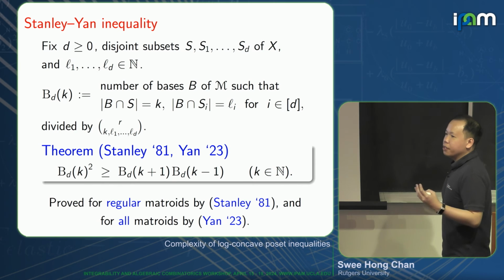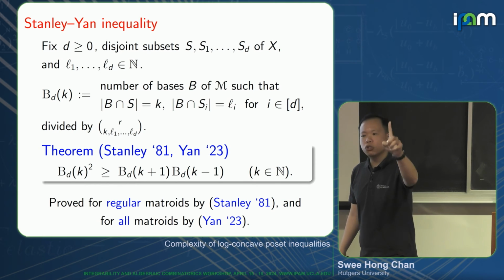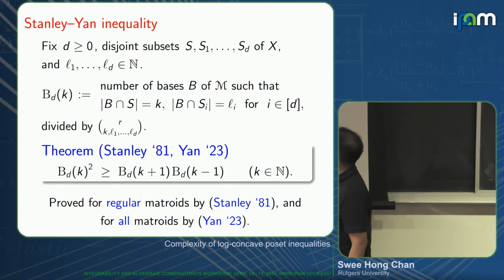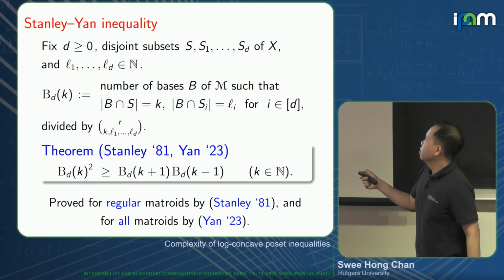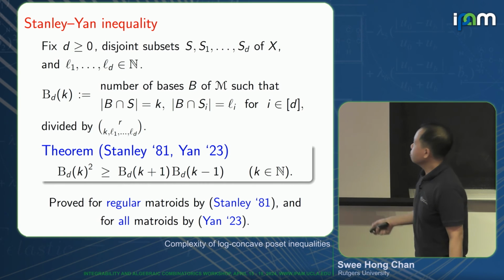Now, the log-concavity for matroids, there are many, many results on this. But today, I will only focus on one of them for a good reason. First, you need to fix disjoint subsets of the ground set, or disjoint subsets of your vector space. Call them S1, S2 up to Sd, just like with Stanley's inequality.